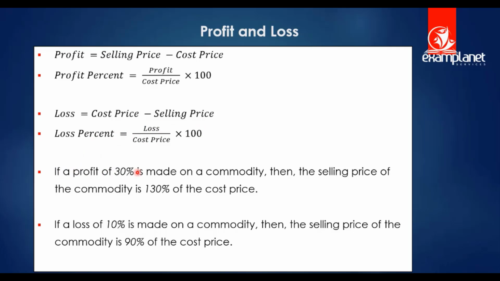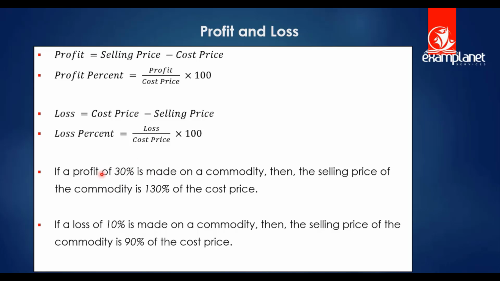Now note that if a profit of 30% is made on a commodity, then the selling price of the commodity is 130% of the cost price. Here we're using the idea of percent change to work with profit and loss so that you can calculate faster. If I have the profit percent given already, I can use that idea to calculate my selling price in a faster way.